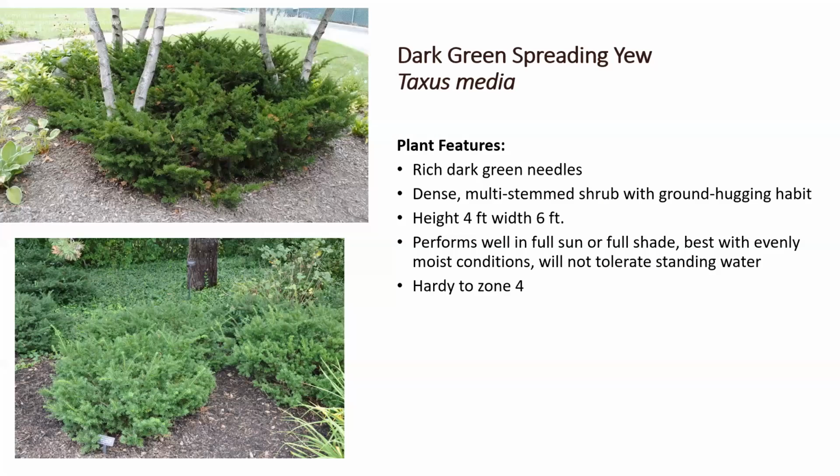Our first yew we're going to talk about is this dark green spreading yew. It looks like it can get up to 4 feet in height, yet can spread to 6 feet. It performs super well in full sun or full shade, and is best grown in moist conditions. But the dark green needles are so beautiful.